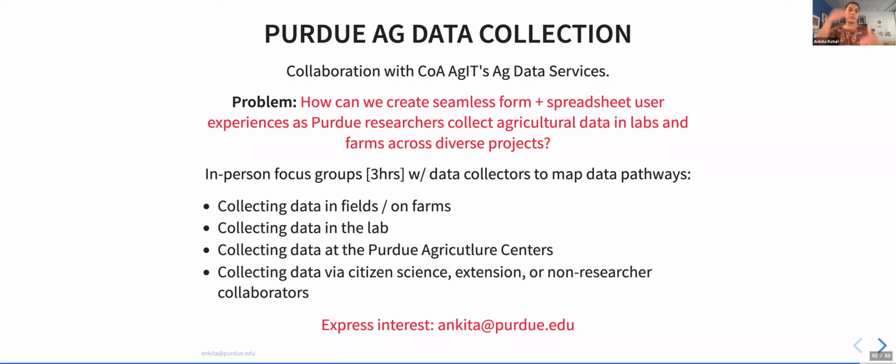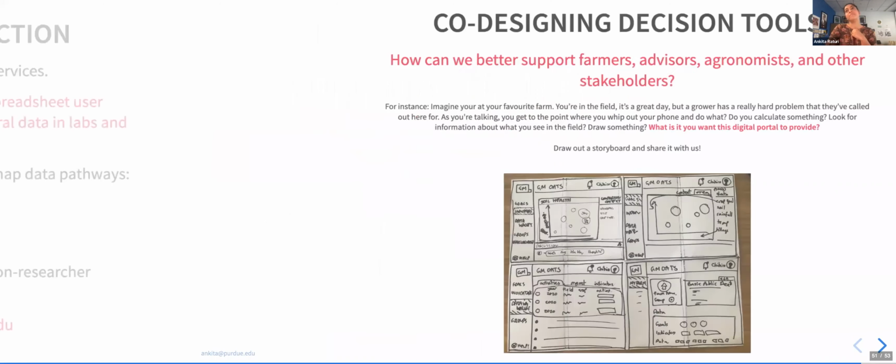The four groups that we'll be doing tentatively are focused around data collection in fields and on farms, data collection in the lab, data collection of the packs, and then data collection via citizen science and non-research collaborator pathways. We are designing the study as we speak. For me, this particular one is an invitation to come guide our work. I'd love to hear what y'all think, what you're interested in, and what your ideas are. So if you want to chat some more, feel free to reach out to me as well.